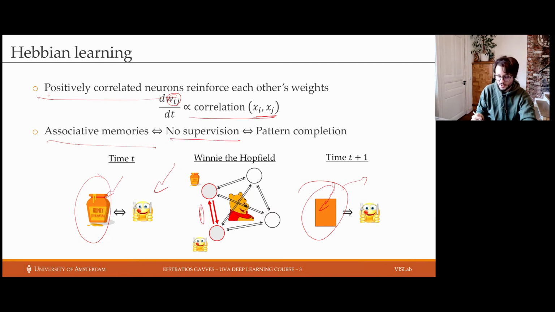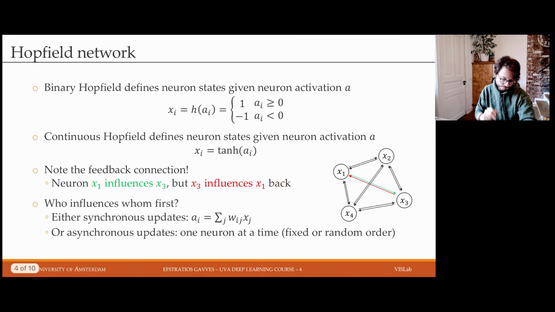It does require supervision, right? And you can also call this pattern completion. So if the pattern is associating honey with hungriness, and I see something that looks like honey, then I can complete this pattern afterward. A Hopfield network can be either binary or continuous. For the binary Hopfield network, we've got a thresholding operation to define the response of the neuron based on activation a_i. Whereas the continuous Hopfield network uses a nonlinear activation function such as the hyperbolic tangent.